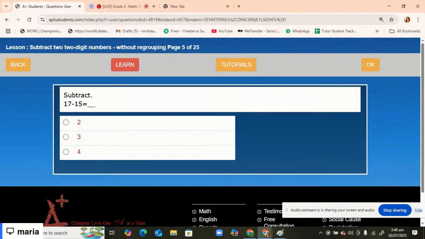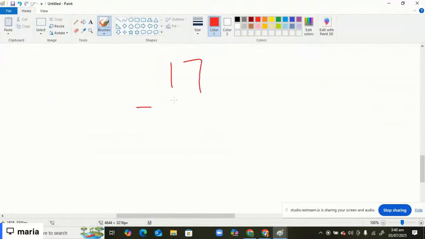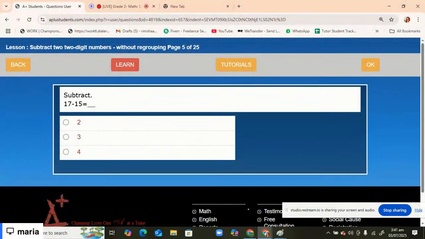Now 17 minus 15. So first of all we draw how many lines? 7 lines. Take away 5. How many left? So 2 are left, okay? Now same numbers, subtraction, that is answer 0. Let's see. Yeah, it's here.